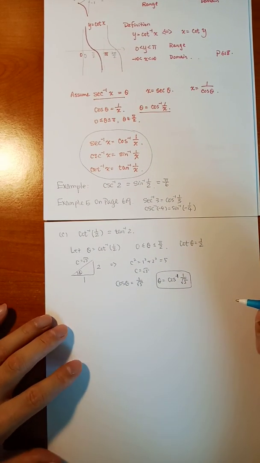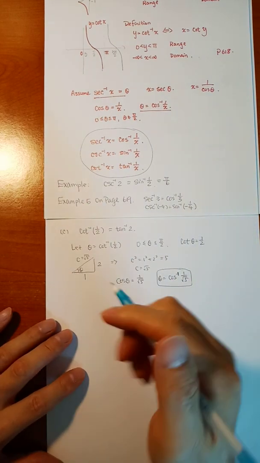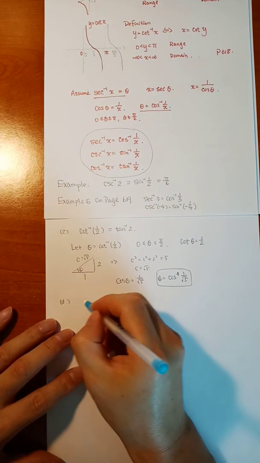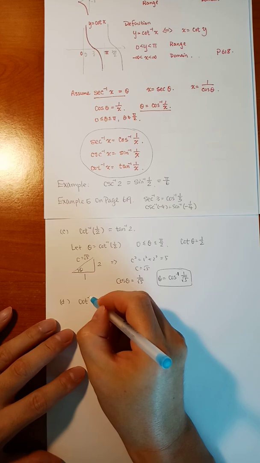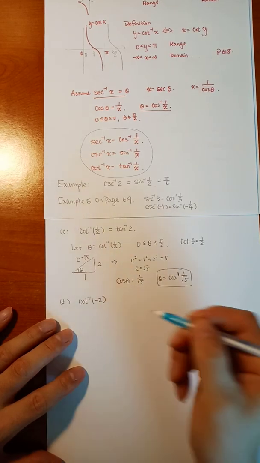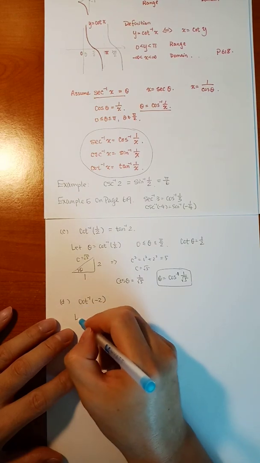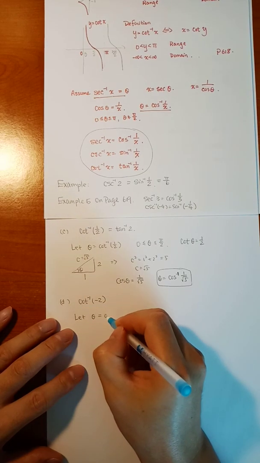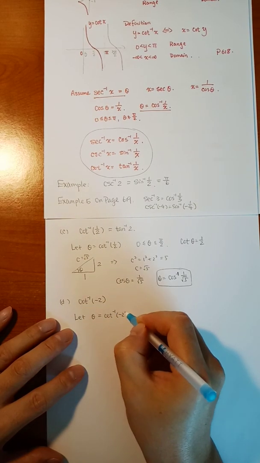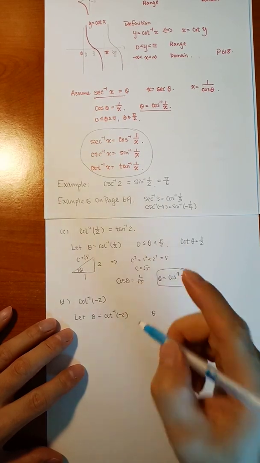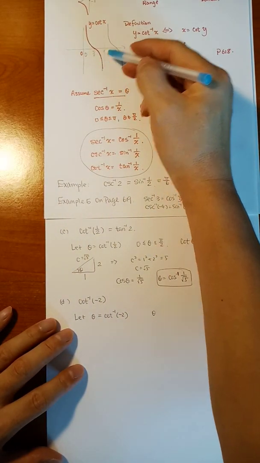And let's do one more. D. Cotangent inverse of -2. Let theta be the cotangent inverse of -2. Then theta is in the second quadrant.